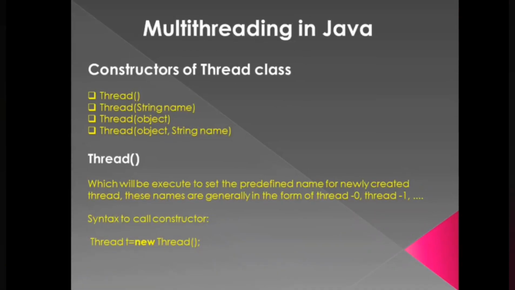So let's discuss the constructors of the Thread class. Here we have Thread(), Thread(String name), Thread(Object), and the last one we have Thread(Object, String name). So let's discuss each of them one by one. Firstly, we discuss the Thread() constructor, which will be executed to set the predefined name of a newly created thread. These names are generally in the form of Thread-0, Thread-1. The syntax to call the constructor is Thread t equals new Thread().